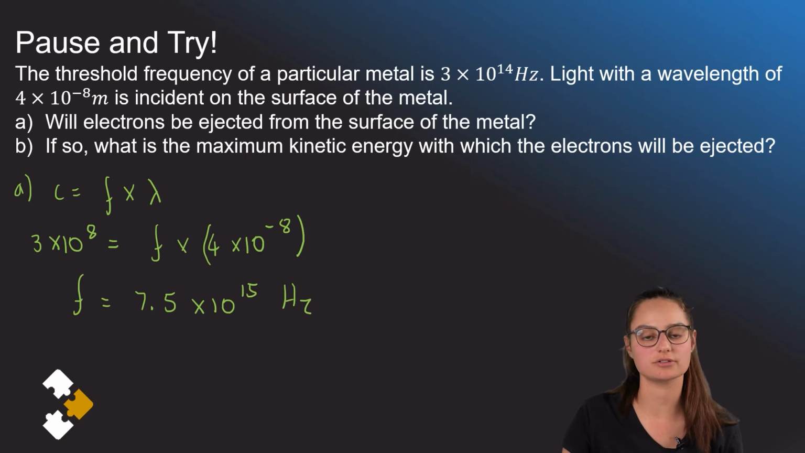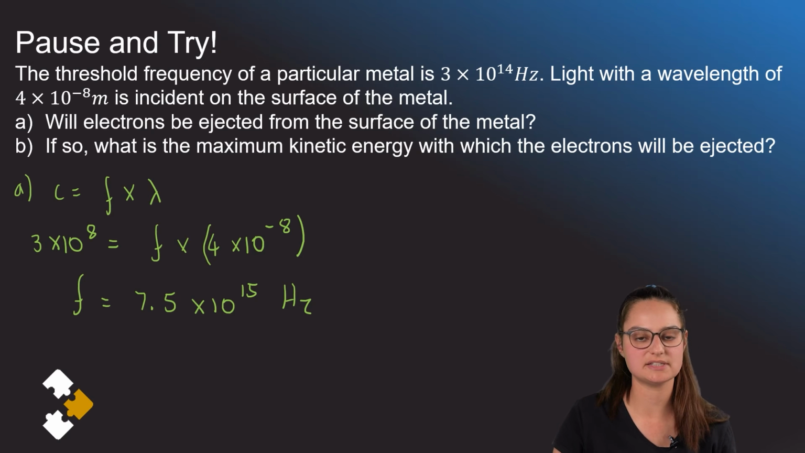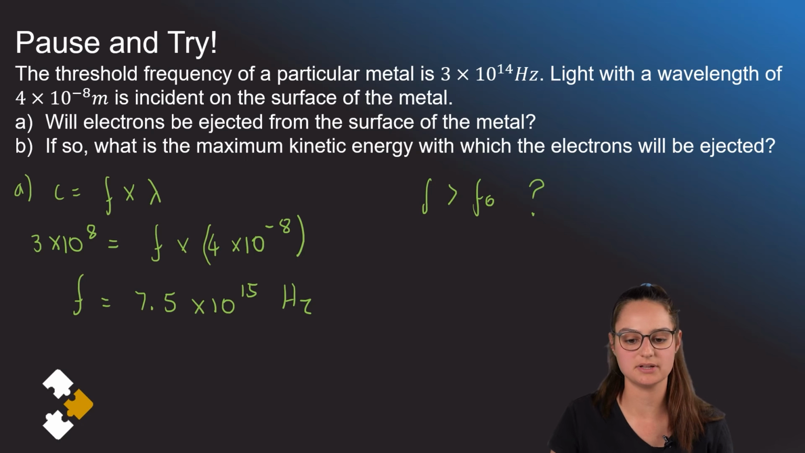So now we look, is our frequency greater than our threshold frequency? If so, then we will observe the photoelectric effect and electrons will be emitted. So, is it greater? Yes, it is. So we will observe the photoelectric effect. Question B now asks us, if so, what is the maximum kinetic energy with which the electrons will be ejected?